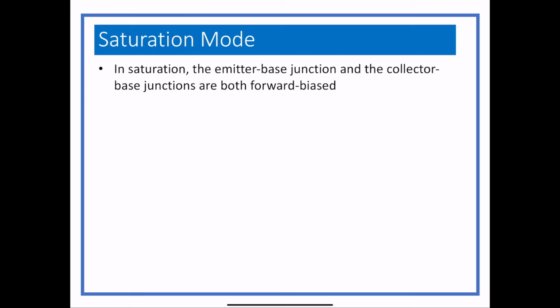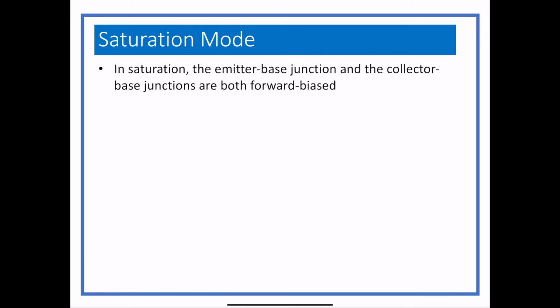All right, so active mode, we determined we have to have forward biased and reverse biased junctions. Saturation mode is a little bit different. In saturation, the emitter base junction and the collector base junction are both forward biased.